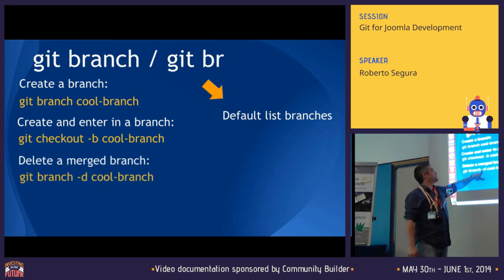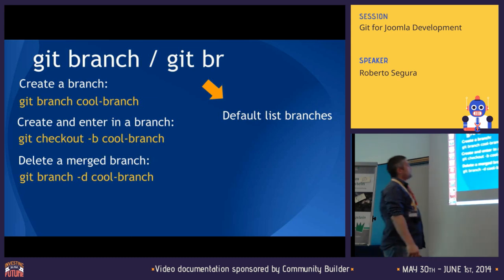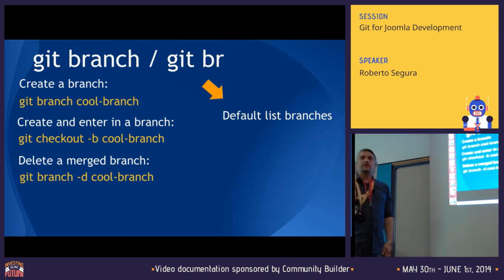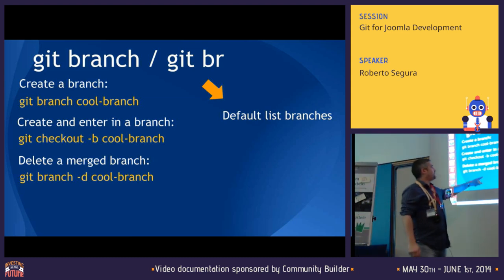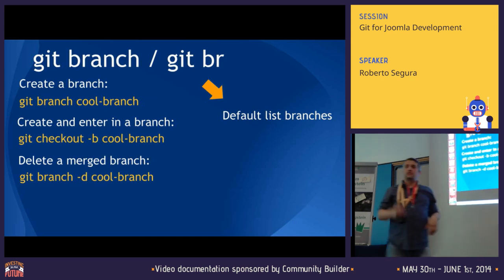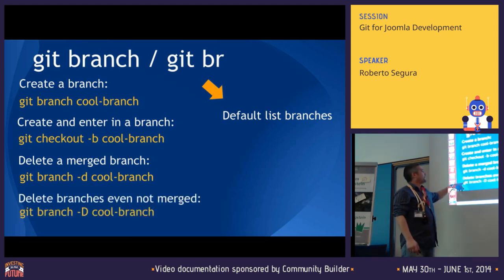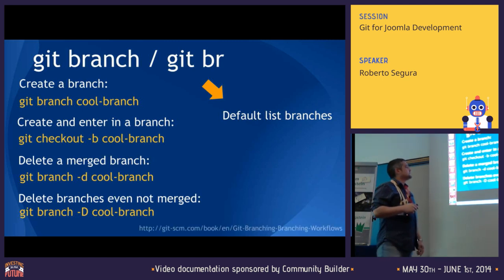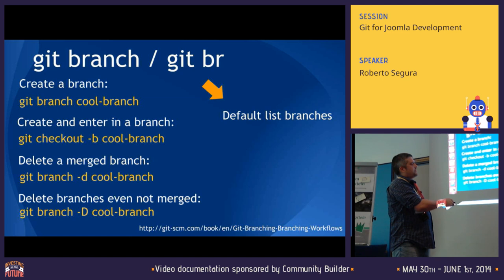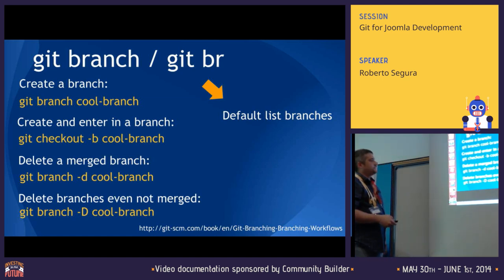To delete an existing branch, it is the same with a -d modifier that will delete the branch, but it will only remove it if the code there is already merged on the main branch, to be sure that you do not lose code. And if you really want to delete a branch, you have to use the uppercase -D to remove the branch. Specifically, the management of branches is on that page. I will put this presentation on SlideShare, so you can consult it later.